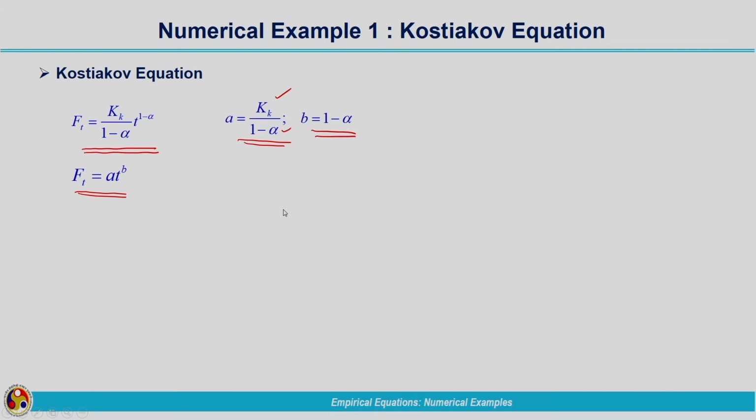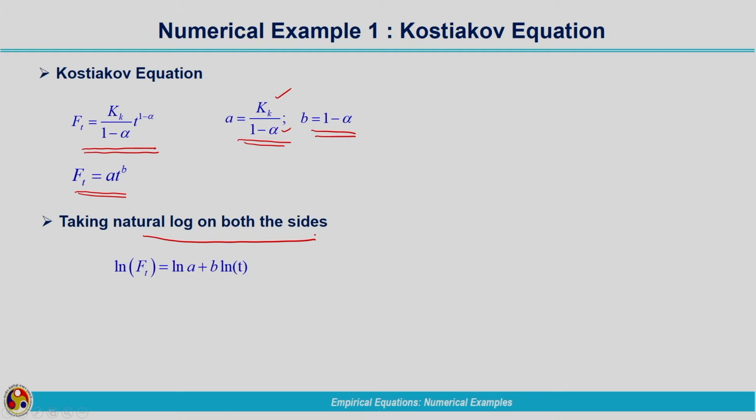What we are going to do is take natural log on both sides of the equation. Taking natural log on both sides, it takes the form ln F of t is equal to ln a plus b ln t. After that, we will take the natural log of the cumulative infiltration data given to us and the natural log of time. The data given to us will be converted into natural logarithms and we will plot the graph.